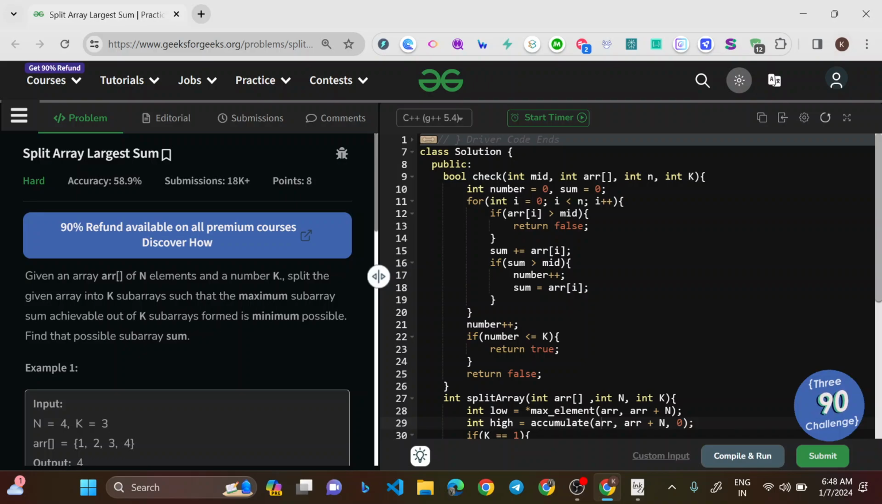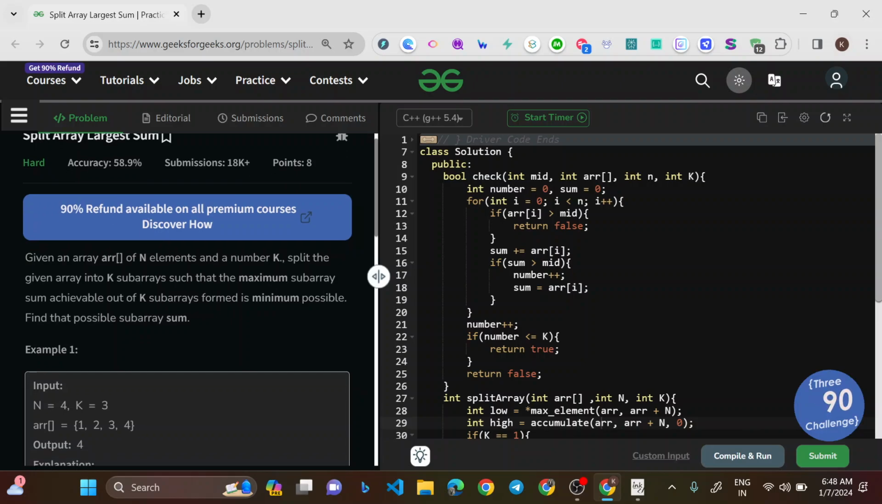So in today's video, we'll be solving the problem Split Array Largest Sum. This is a hard level question and it's the problem of the day on GeeksforGeeks today. So let us go through the question now.